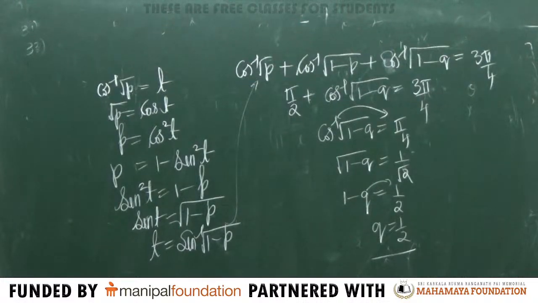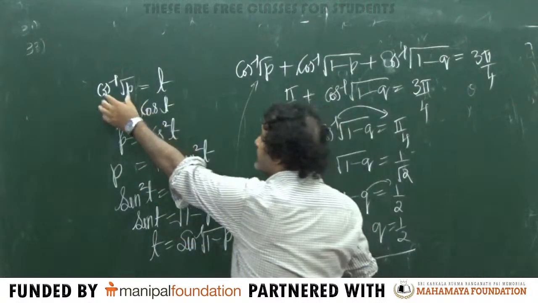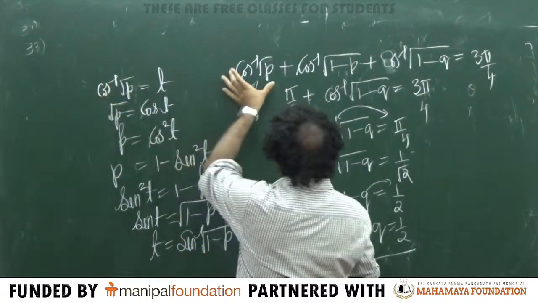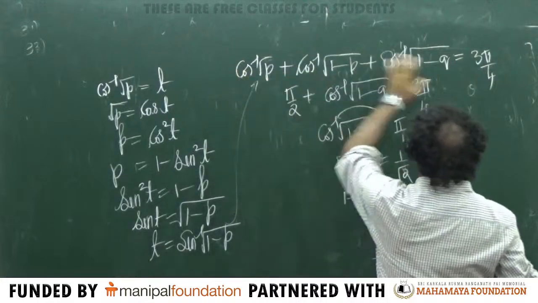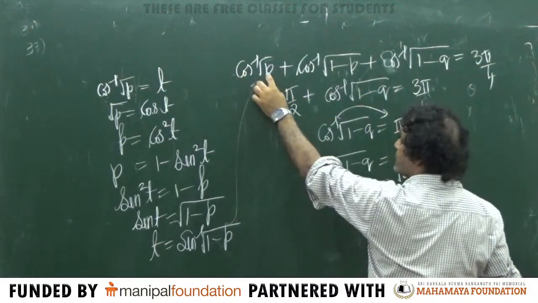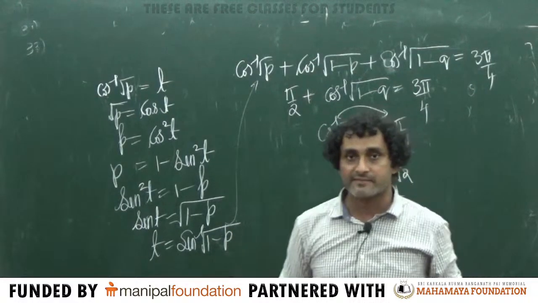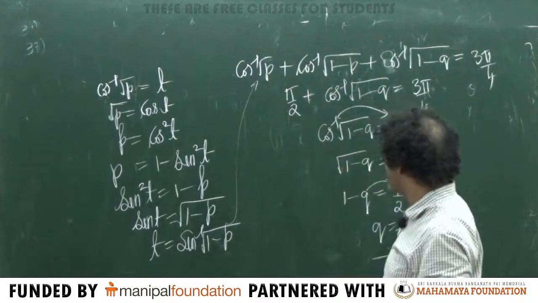I think the voice was not audible. Quickly, I'll put it here. Cos inverse root p, this was the question. Here, instead of cos inverse root p, somehow I'll manage to get sine inverse root of 1 minus p. All right?